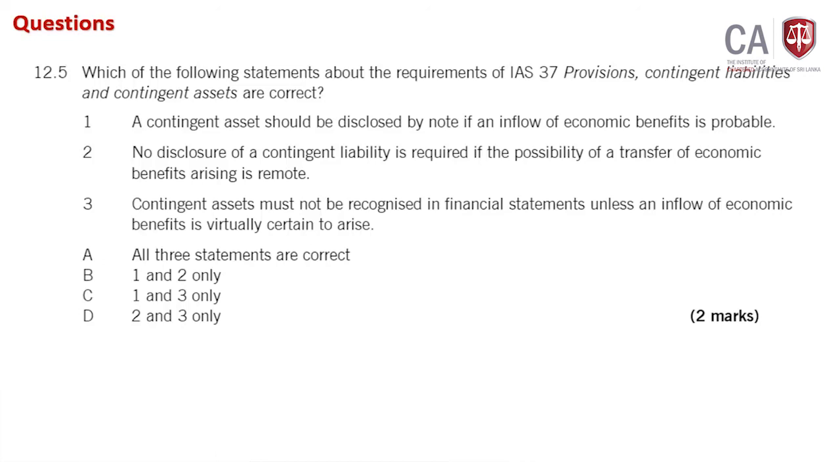Contingent assets must not be recognized in the financial statements unless inflows of economic benefits are virtually certain. If it is virtually certain, recognize. If it is not, only disclosure is required. So all these three are correct. Therefore, the answer is: all three statements are correct.